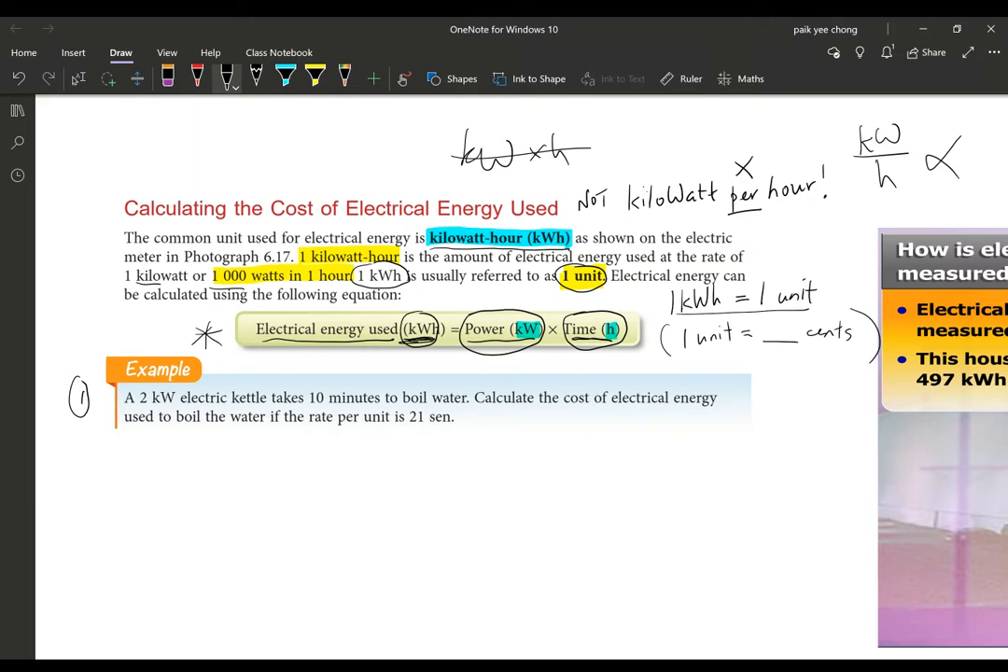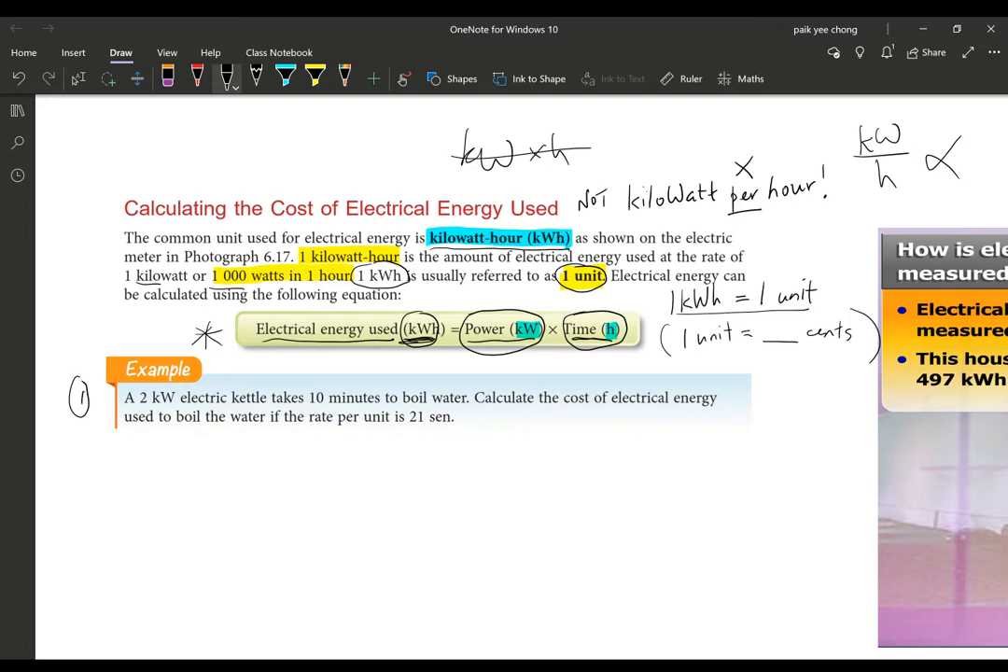So the higher the power, the higher the electrical energy used, and therefore you have to pay more. And also the same thing, the longer the time you switch it on, you will also use more electricity and you pay more money.